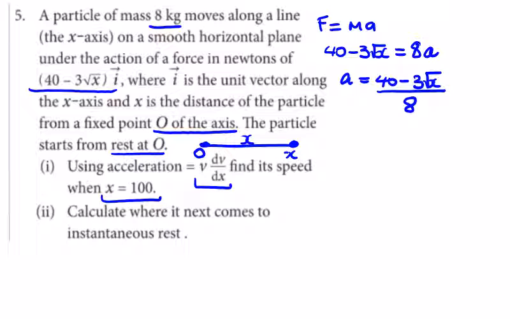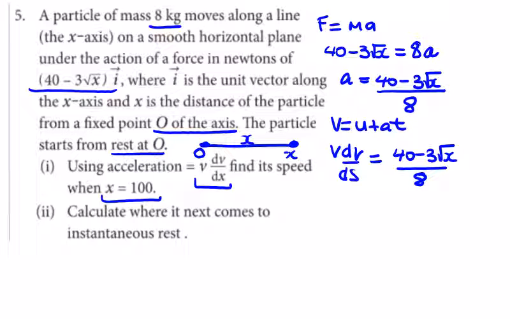So if we let acceleration equal to v dv ds, what they tell us, we know v dv ds normally, so replacing the s with the x, this is equal to my acceleration, 40 minus 3 root x over 8. So simplifying down, I'm just going to change my s to my x. I can multiply by 8 as well, 8v dv is equal to 40 minus 3 root x dx.